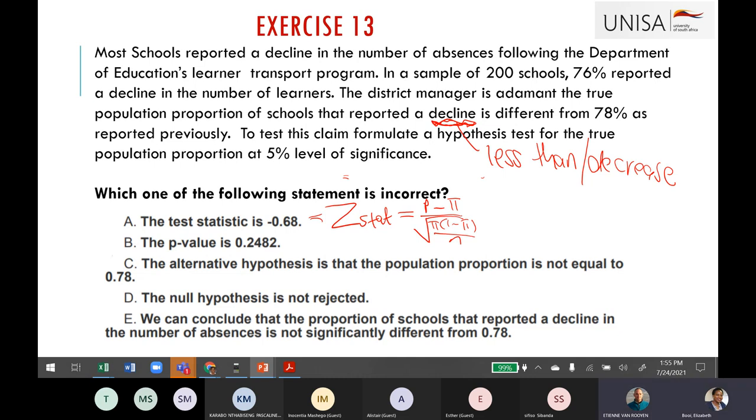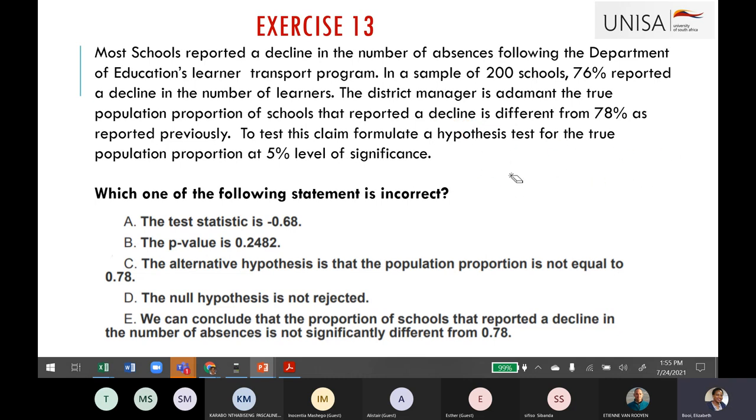Okay, let's do it together. Then you can do 14 to 17 on your own. Okay, I'm not going to answer the question. I'm going to do step one up until step six of the hypothesis test, and then you can go and answer the questions yourself.